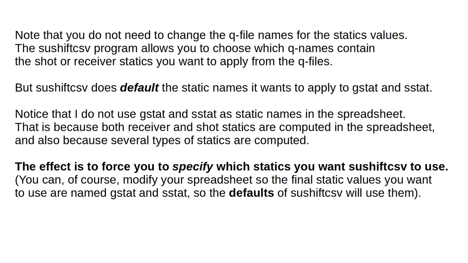Notice that I do not use gstat and sstat as static names in the spreadsheet. That is because both receiver and shot statics are computed in the spreadsheet, and also because several types of statics are computed. The effect is to force you to specify which statics you want sushiftcsv to use. You can, of course, modify your spreadsheet so the final static values you want to use are named gstat and sstat, so the defaults of sushiftcsv will use them.